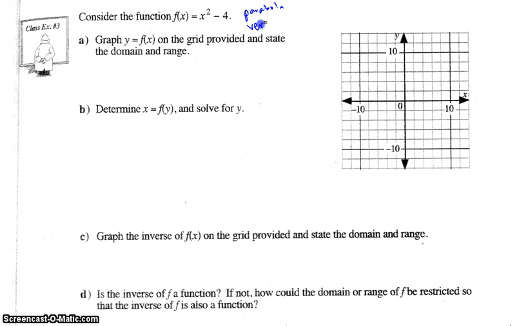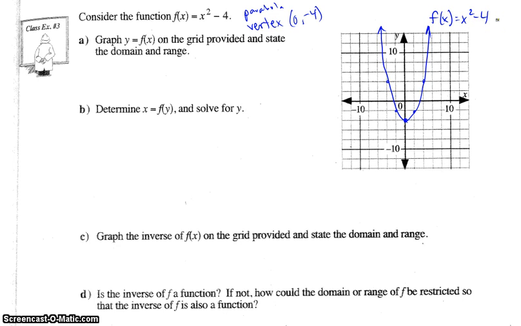It should have a vertex at (0, -4), and it should open up because the leading coefficient in front of the x squared is positive. So it's almost easier to do it that way, isn't it? Now, I suppose if we wanted to get a little more accurate, we could, but I'm just going to sketch this in here. It would probably look something like that. All right, and I'm just going to label that f of x equals x squared minus 4.